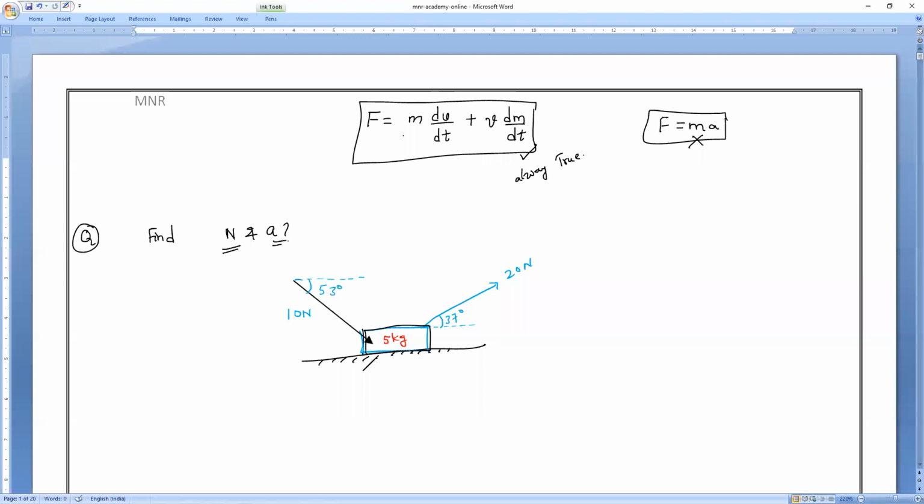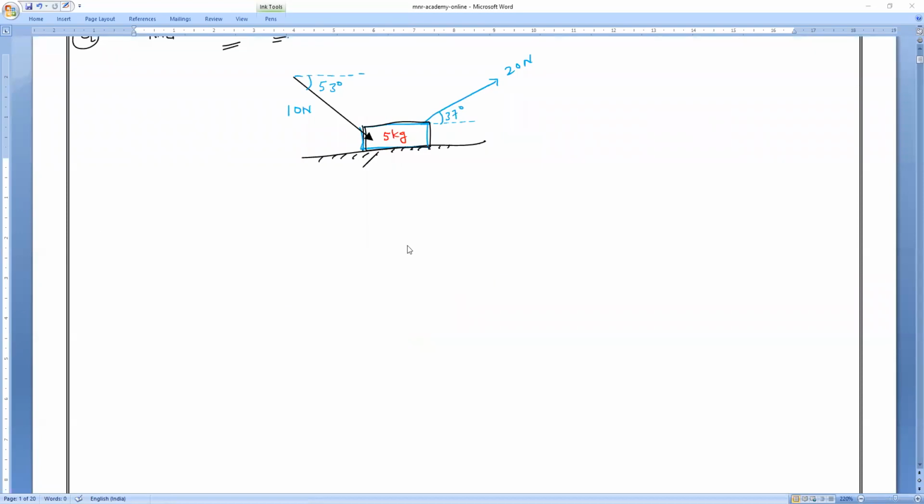We all know that as the force is acting inclined, the resultant force will act in two directions: the x-axis and the y-axis. So now let us draw the diagram again. Every time you have to draw the diagram. This is the ground surface and a block of 5 kg is kept. The force acting here is 20 newtons.